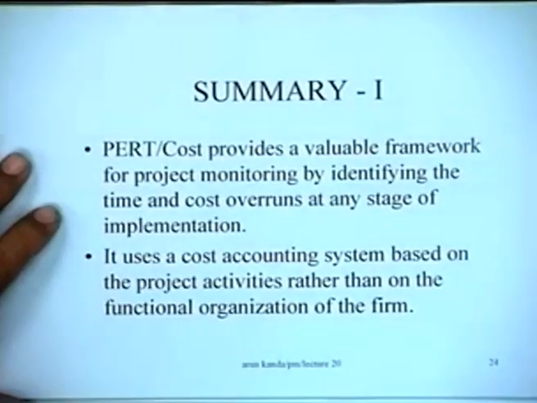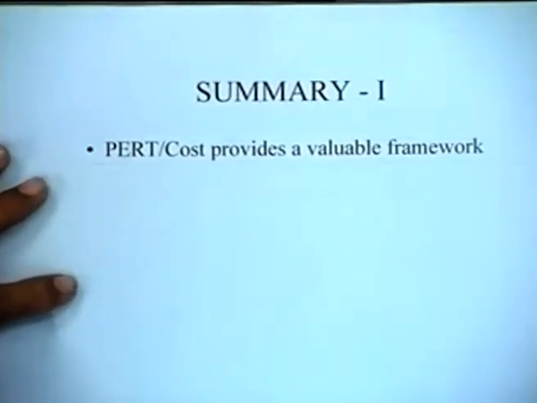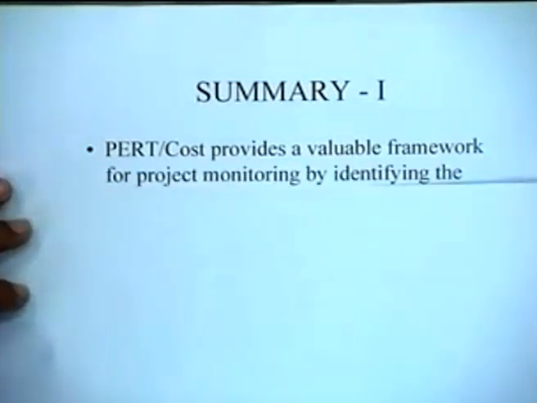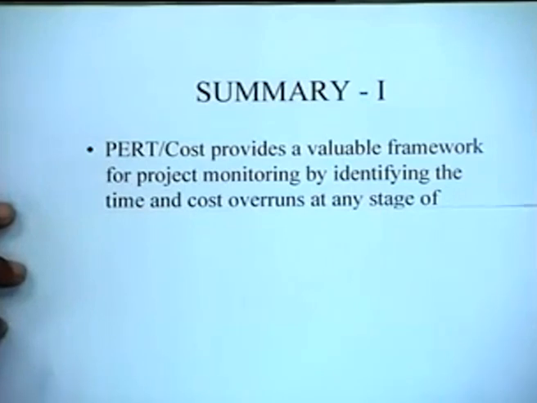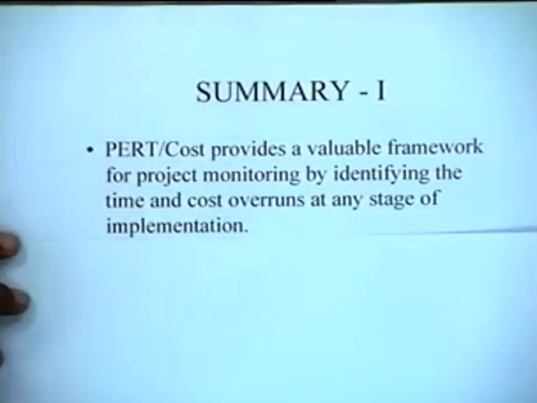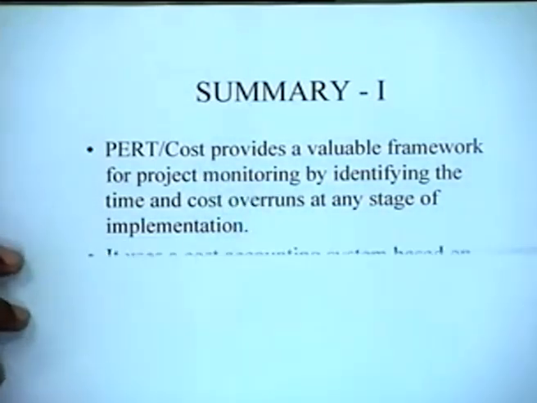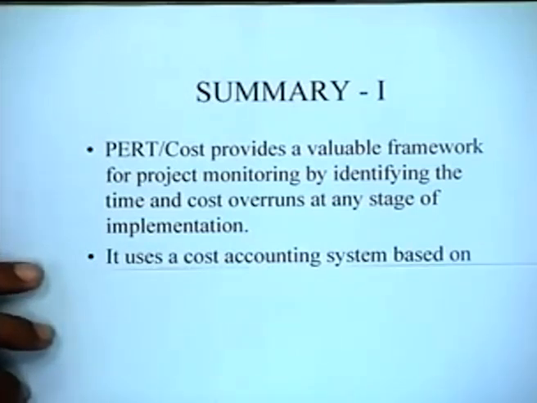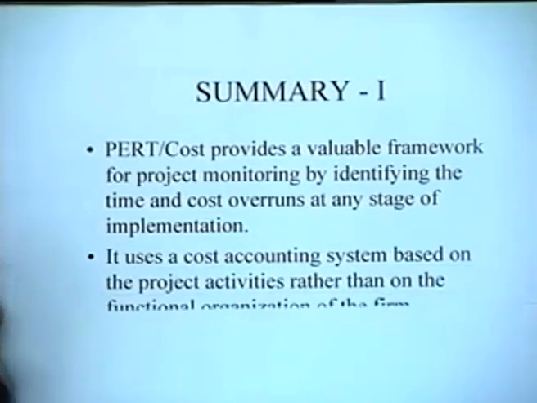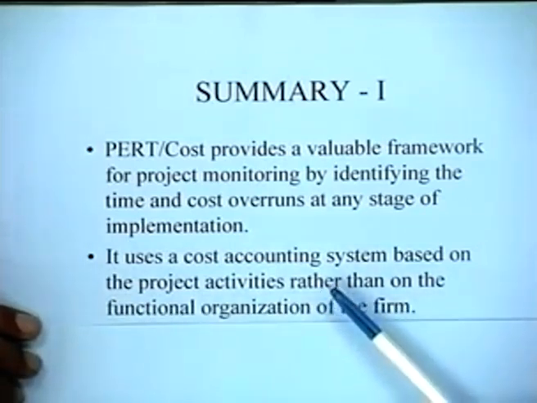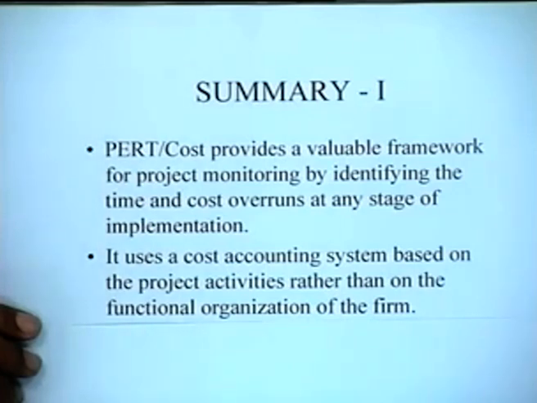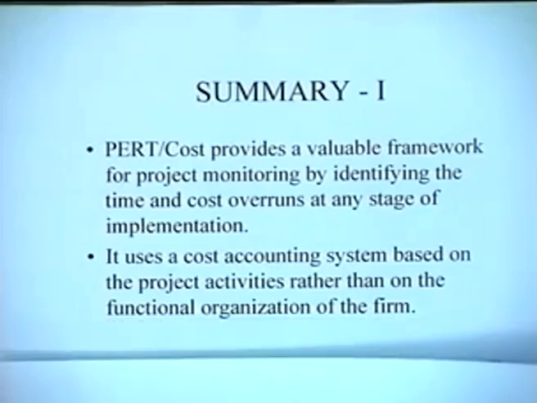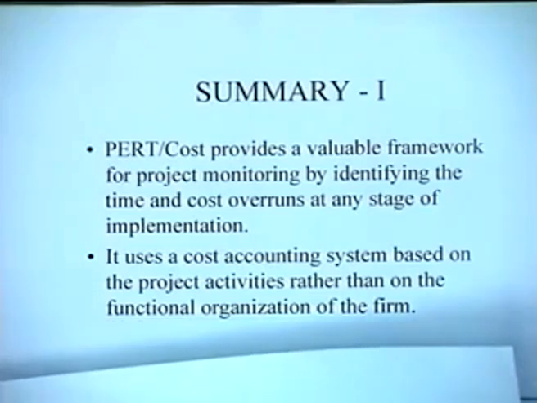So to summarize, what we can say is that PERT cost provides a valuable framework for project monitoring by identifying the time and cost overruns at any stage of implementation. That is the primary contribution of the PERT cost system. Then it uses a cost accounting system based on the project activities rather than on the functional organization of the firm, because all the costing is done with regard to the individual activities, and based on that system we have worked out how the expenditure is going to take place.